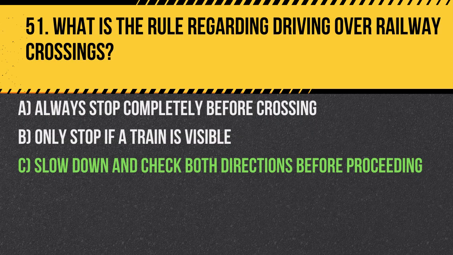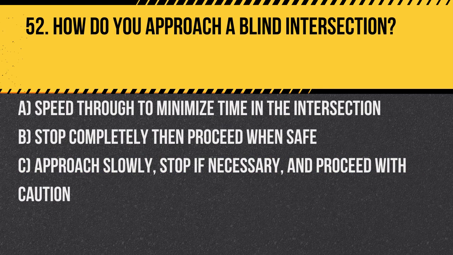Answer: C. Slow down and check both directions before proceeding. Always approach railway crossings with caution, slowing down and ensuring it is safe to cross. Question 52. How do you approach a blind intersection?